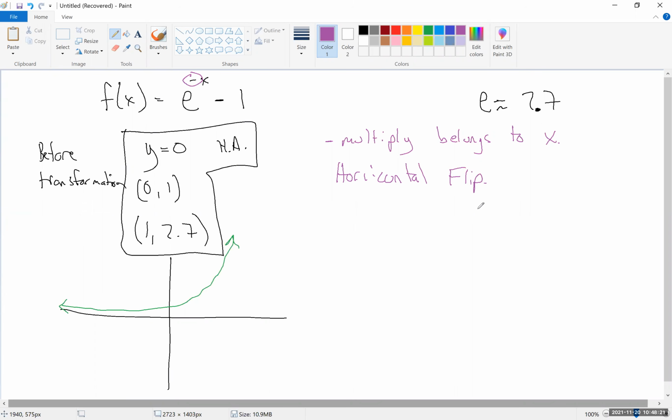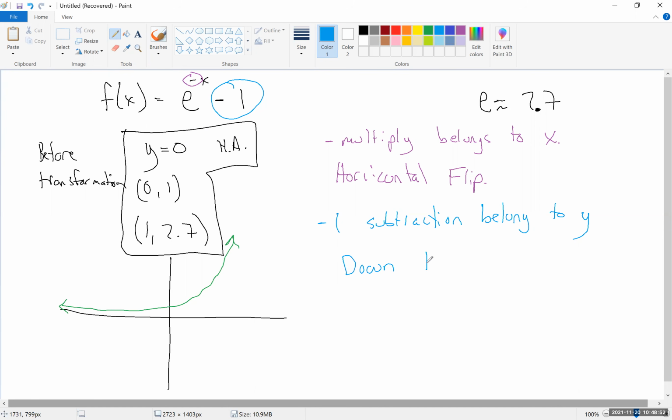Okay. Now, the other transformation we have is this one right here. It's the -1. This is subtraction, and it belongs to the y. It's not up in the exponent. It's not being affected by the exponential function. It's completely separate. So it belongs with the y. And y's do exactly what we want. This is down. We're going to go down 1.